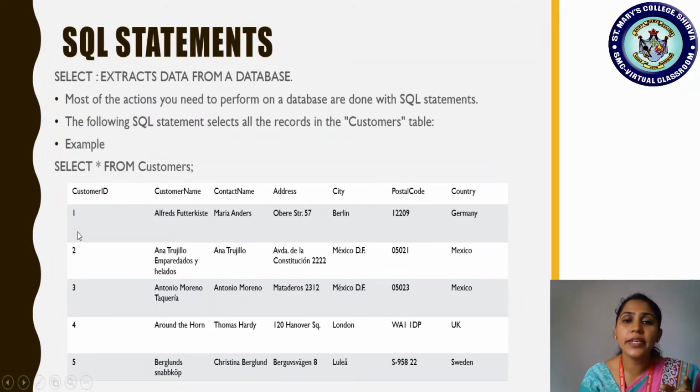See here, do you find the value 1? Yes, in this table we have the value 1. So only this row will be selected: Alfreds Futterkiste, Maria Anders, Obere Str., Berlin, postal code, Germany. The first row, the customer information holding CustomerID 1, will be displayed as the output. Hope you are following this.